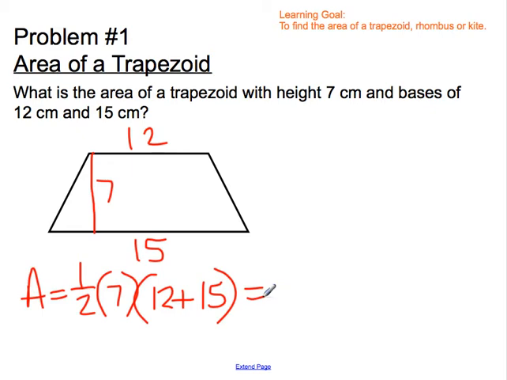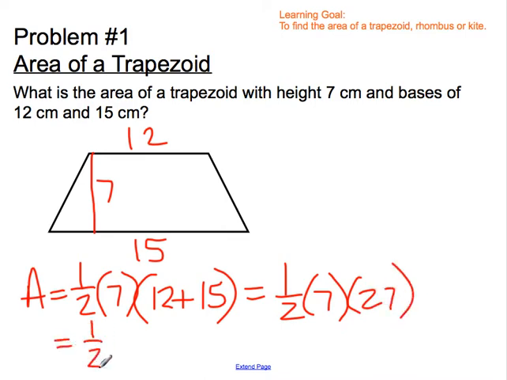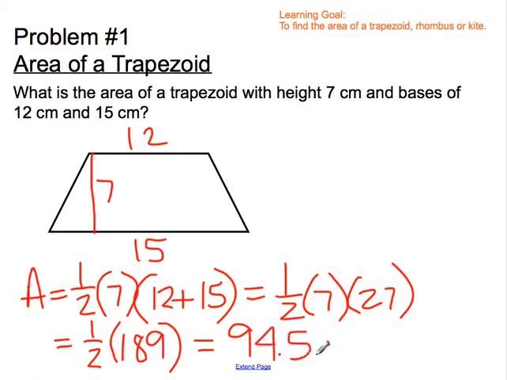12 plus 15 is 27, so we have 1/2 of 7 times 27, which is equal to 1/2 of 189. And so this is going to be 94.5 square centimeters.